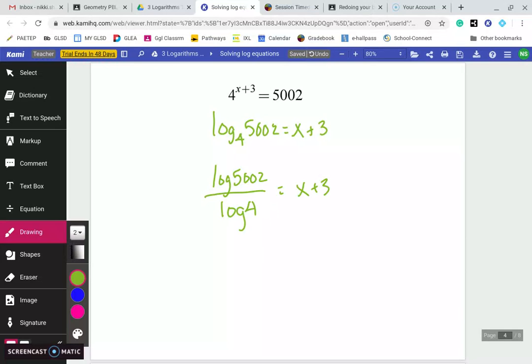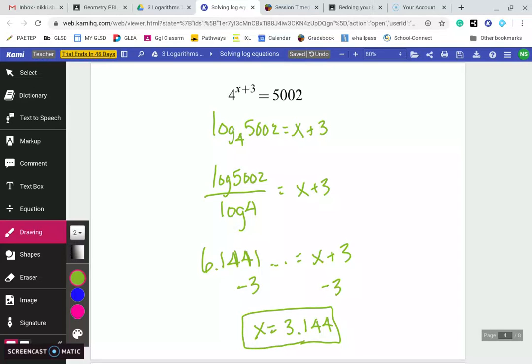And when I plug that left part into my calculator, I get 6.1441 and so on. Again, I'm not rounding that. And now I just have addition here instead of multiplication or anything, so I'm just going to subtract 3 from both sides to get x by itself. So x ends up being 3.144. And that part, again, I did round. And again, you can plug that in up here to x and make sure you get, again, it won't be exactly 5002, but it'll be close.